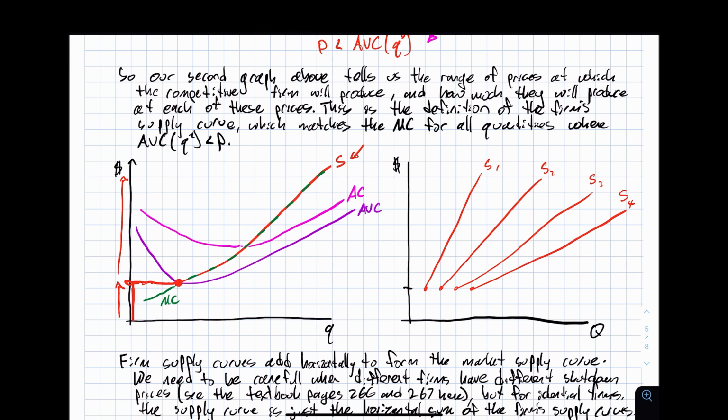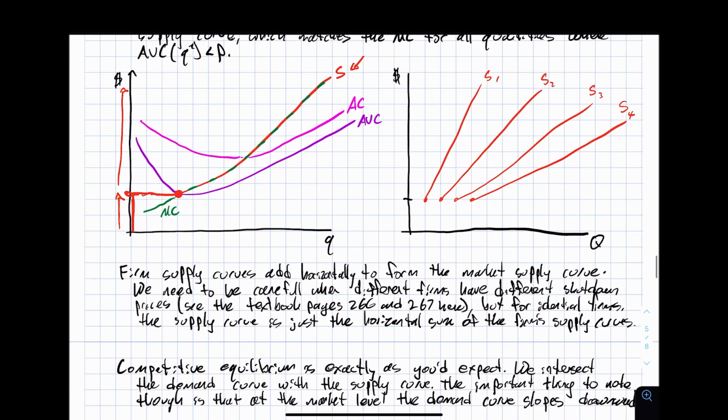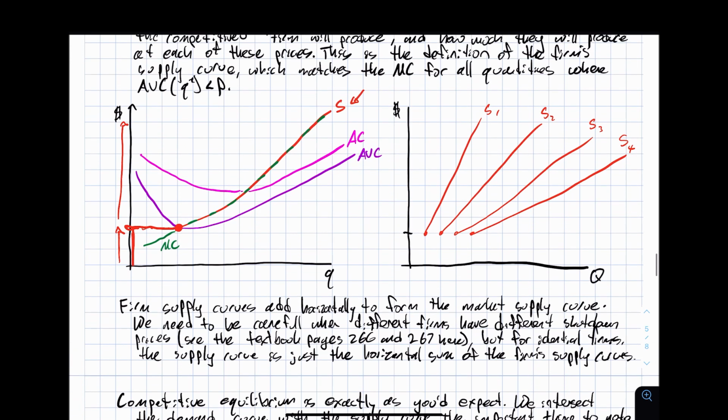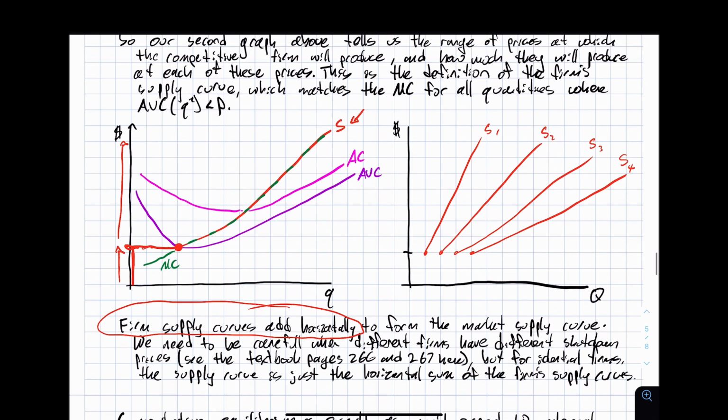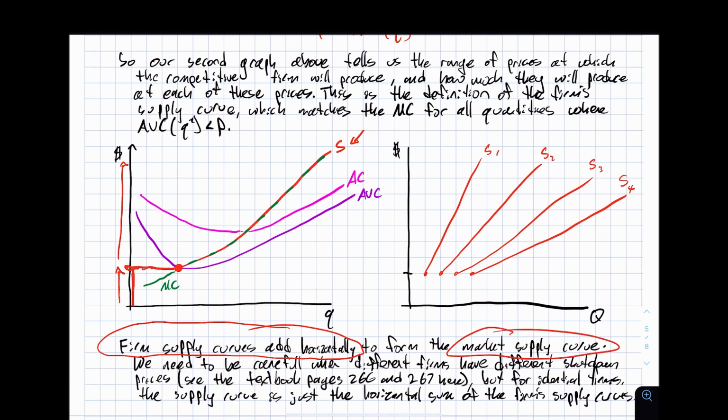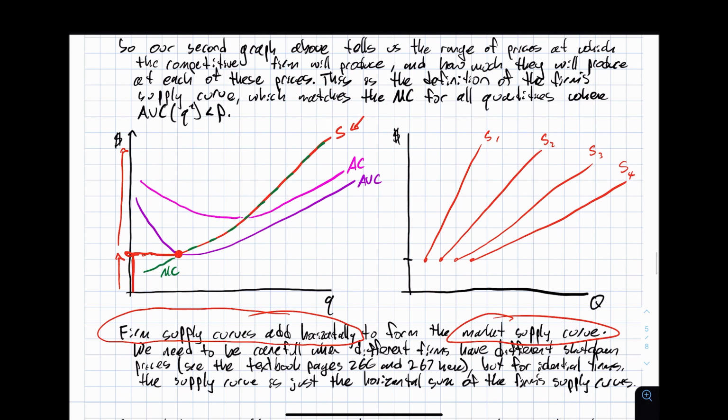Okay, so that's for the firm. For the market, the supply curve is just the horizontal sum of all of the firms in the market. We just add horizontally to give us the market supply curve. Okay, so when there are more firms in the market, the supply curve becomes flatter.